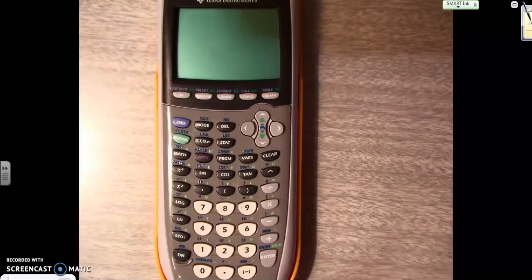Sorry for the darker video. It is evening actually right now, and so it's darker, lights in here.